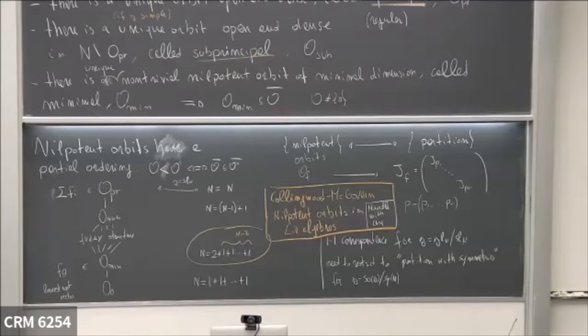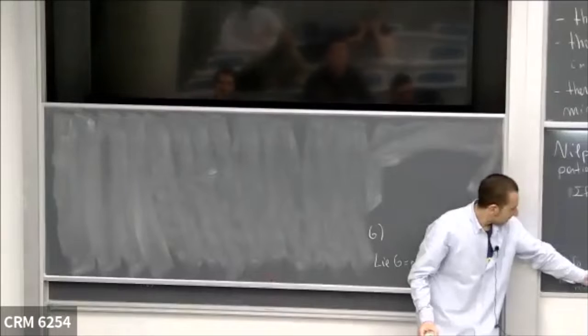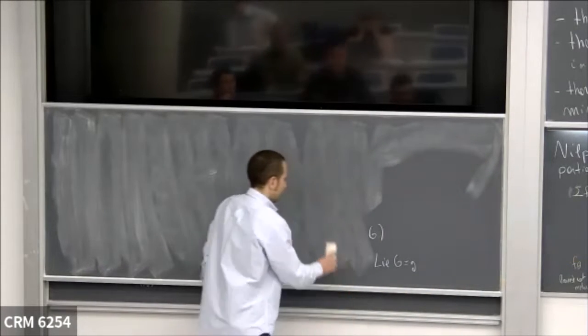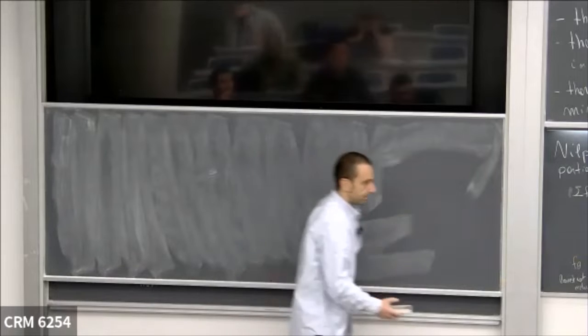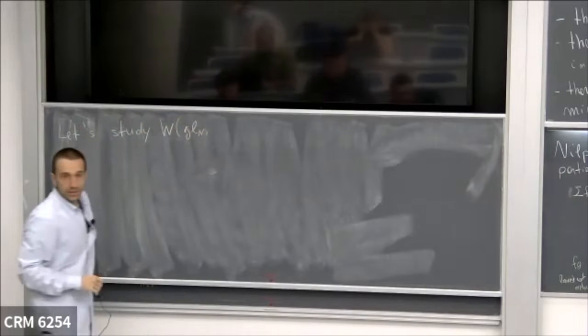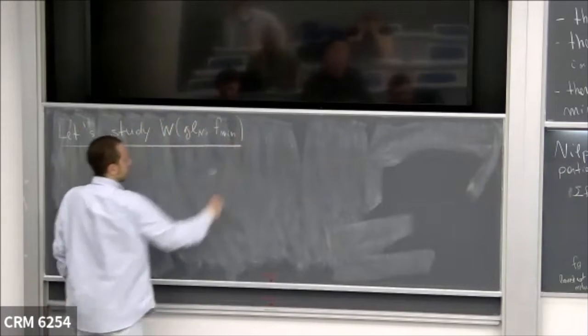Okay, so I want to try to discuss, hope this motivated, that after the universal enveloping algebra, this is the second example of W-algebras, at least for GLN. So let's study GLN, SLN is the same, but let's study this algebra.